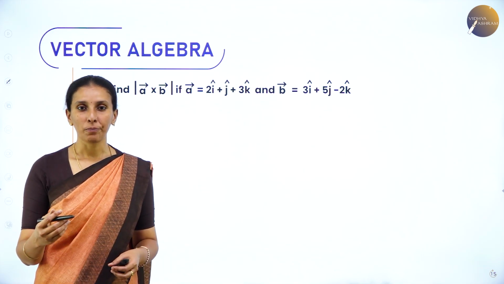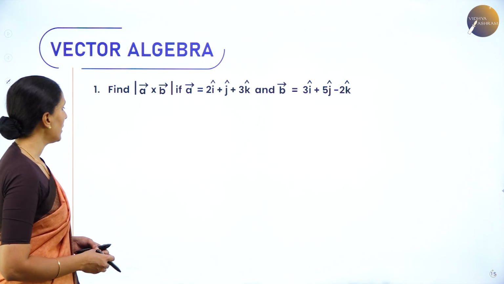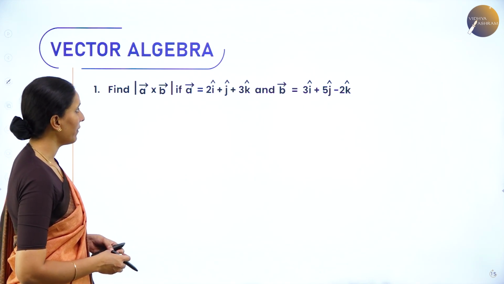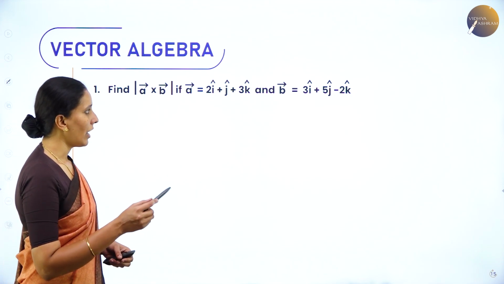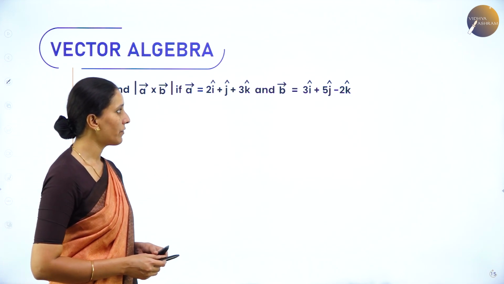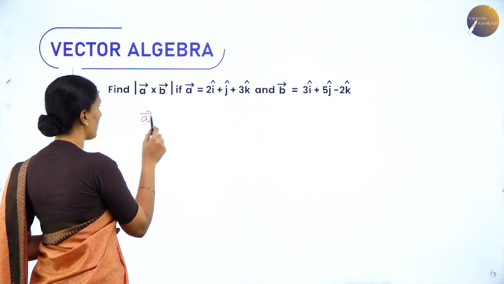So let us take a few problems related to the vector product. The first one is, find the magnitude of A cross B if A is equal to 2i plus j plus 3k and vector B is equal to 3i plus 5j minus 2k. So let's take first A cross B.